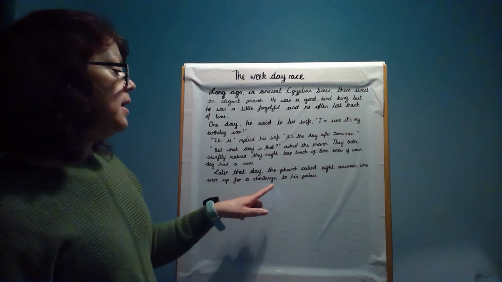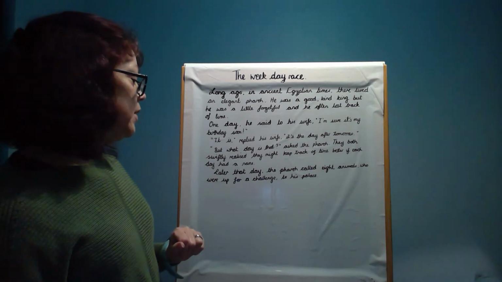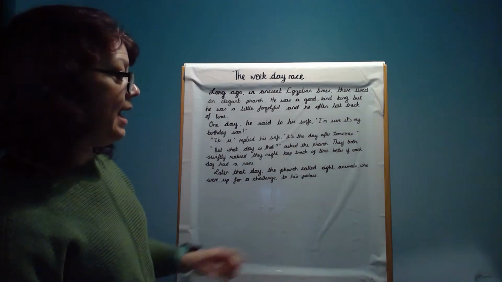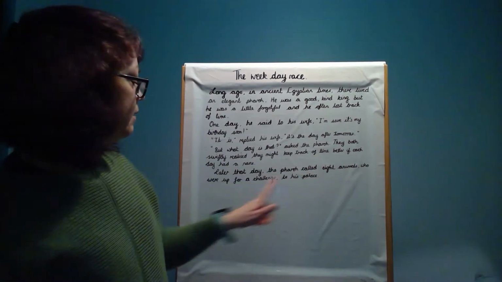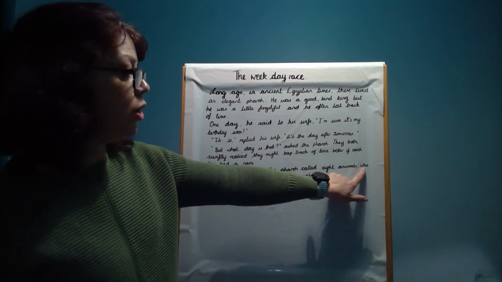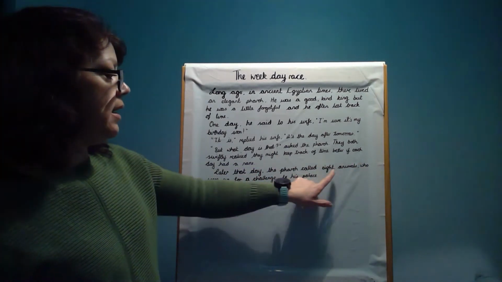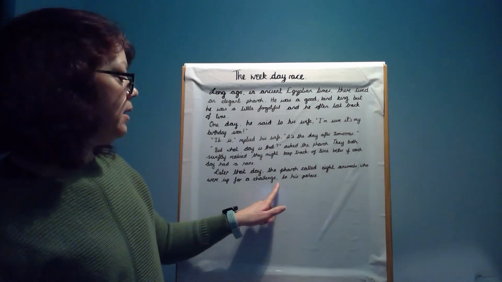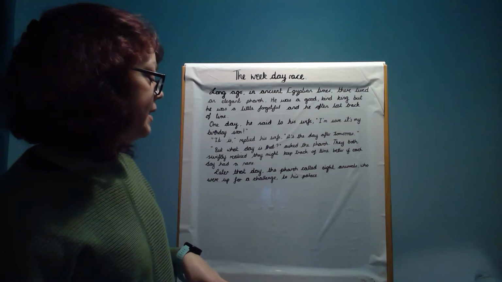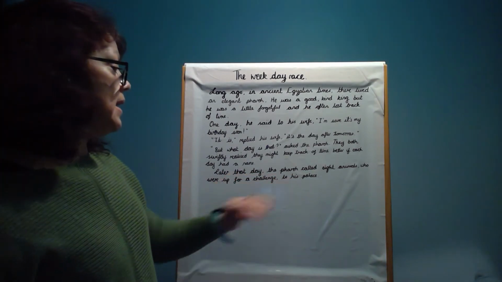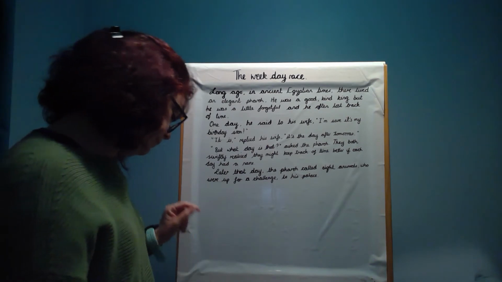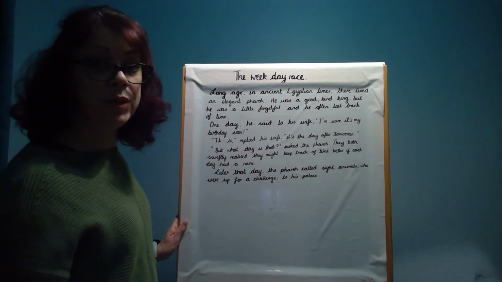Later that day, the pharaoh called 8 animals who were up for a challenge to his palace. Now, if you notice there, I've managed to sneak in a relative clause, who were up for a challenge. I've used my relative pronoun of who, and I've added that in using my commas this time to show that relative clause embedded into my complex sentence. So later that day, the pharaoh called 8 animals who were up for a challenge to his palace. And I'm going to start some more speech now.